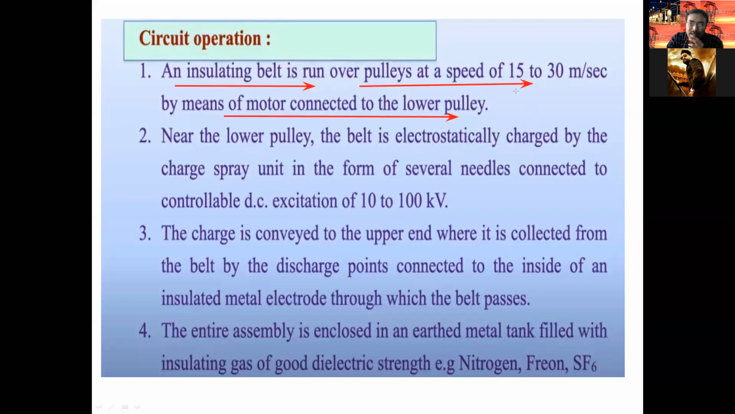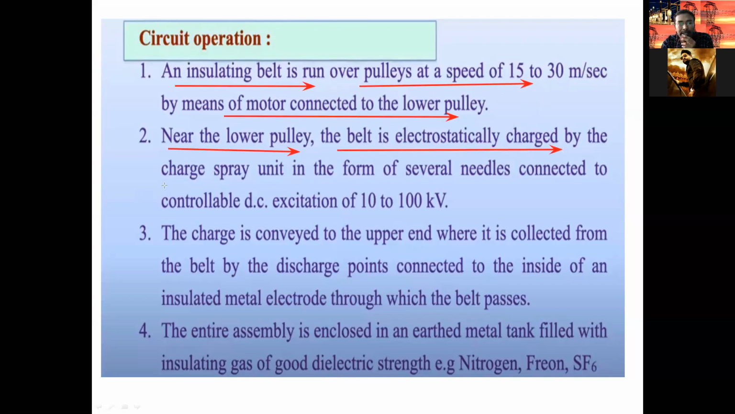If the speed goes on increasing, 15 to 20 meters per second, and if the speed is very high, there are vibrations on the belt. We have to observe the vibrations of the belt. That's why it is limited to 15 to 30 meters per second. Next, near the pulley, the belt is electrostatically charged.